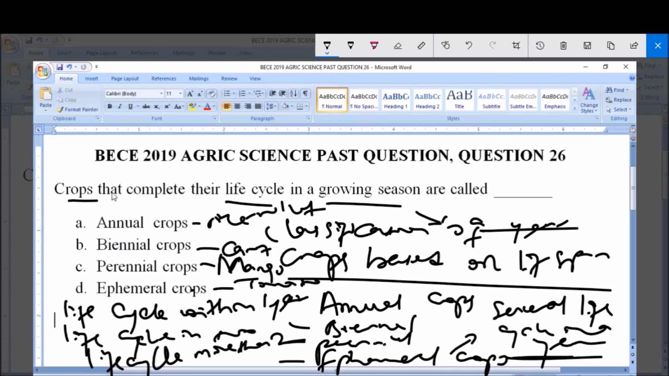Now the question says crops that complete their life cycle in a growing season, that is in a year. And like I've discussed earlier, annual crops, from the word annual, complete their life cycle; that is, they grow to maturity, produce seeds, flowers, fruits, and then die in a year. So the answer to this question is actually A, annual crops.